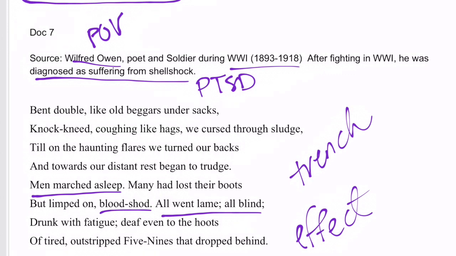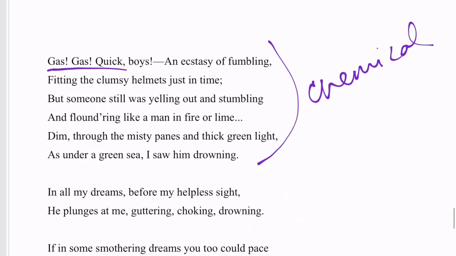Then you're going to pull some of this from the document. You could say, according to document 7, men were basically marching asleep. Men were almost asleep as they were marching because they were so tired. They were lame. They didn't have their boots. Most of them had lost their boots. They're just trudging along.